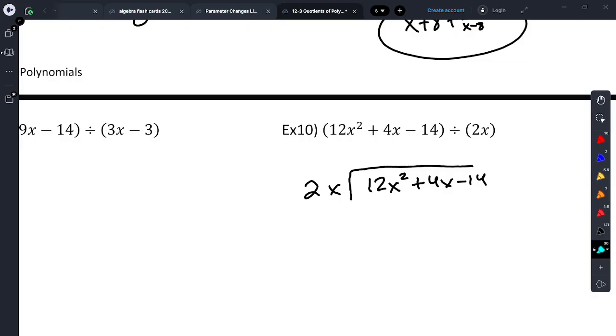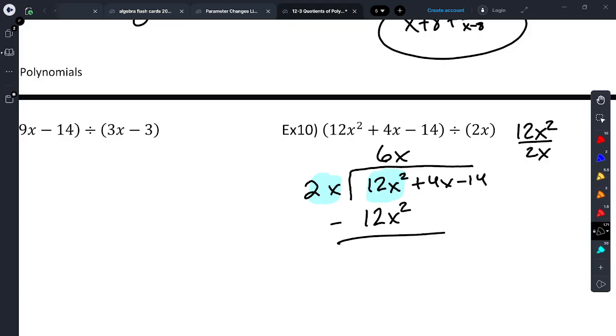What do I focus in on? The 12x squared with the whole thing, 2x. All right, well that's easy. What is 12x squared divided by 2x? 6x. Good, so 6x. What do I do with the 6x? Multiply it by the 2x, which is 12x squared. Subtract it. See what's happening? Which is 0. Bring down the 4x. See why this is easier?